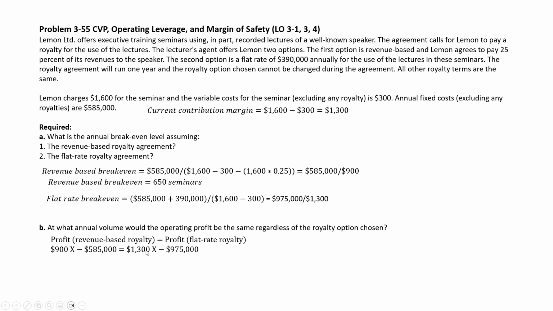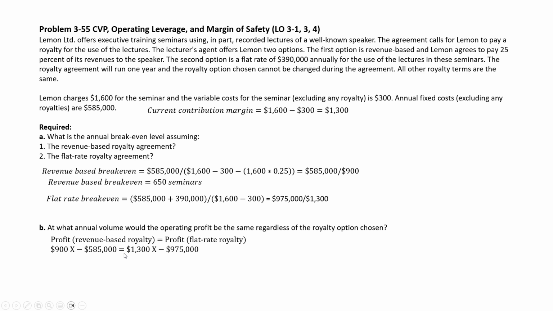What's the operating profit formula for the revenue-based royalty? Well, I can shortcut this. I can say it would be contribution margin per unit, which we already saw before. I'm not going to walk through that. That was $900 times the number of seminars. That would give me total contribution margin dollars. The only additional thing I have to subtract out to get profit is the fixed cost. Again, we already said that's 585,000 for the revenue-based arrangement.